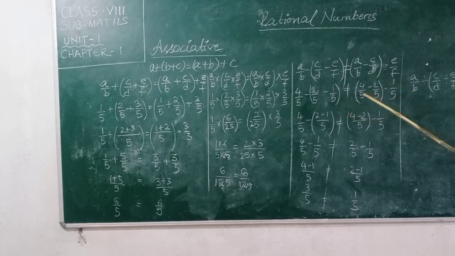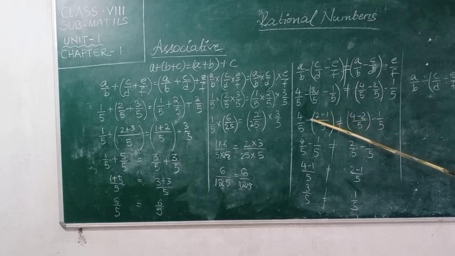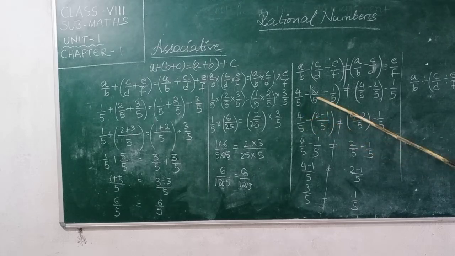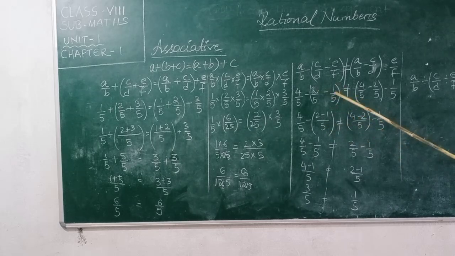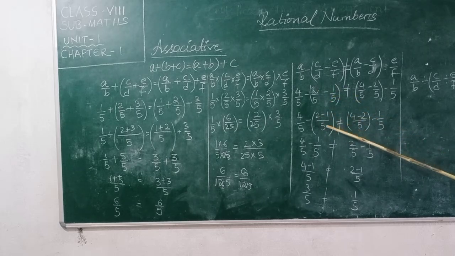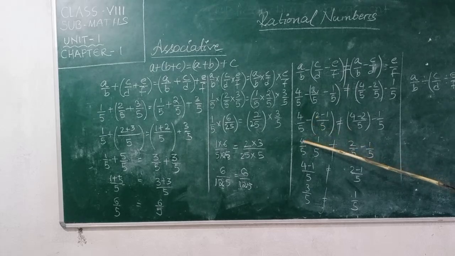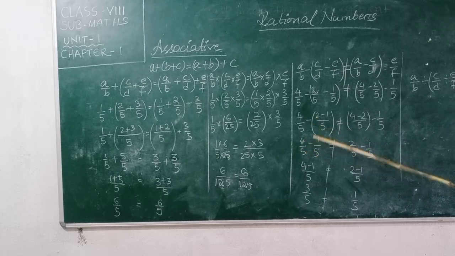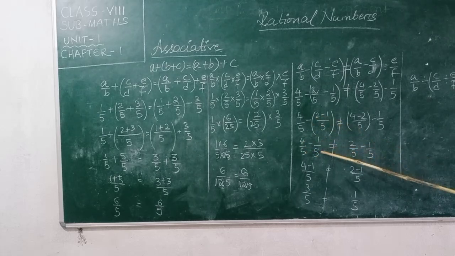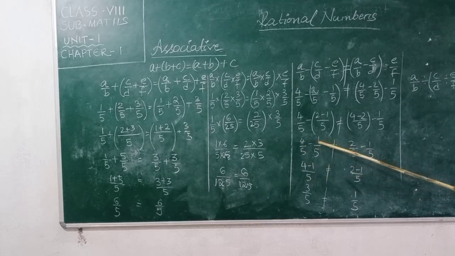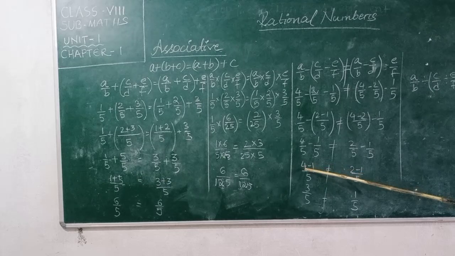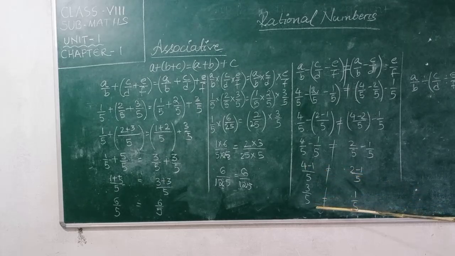So we know that we should solve the terms which are within the bracket. Then 4 by 5 minus, here we take the LCM, so 5. So in the numerator we subtract 2 minus 1 by 5. So if we solve this side, 4 by 5 minus 2 minus 1 is 1 by 5. So here again the denominator is the same, and we subtract the numerators directly, 4 minus 1. So 4 minus 1 is 3 by 5.